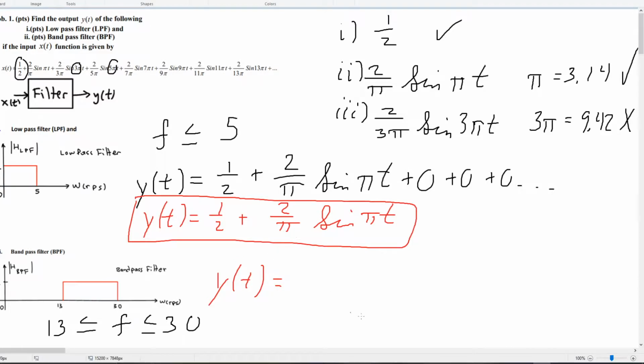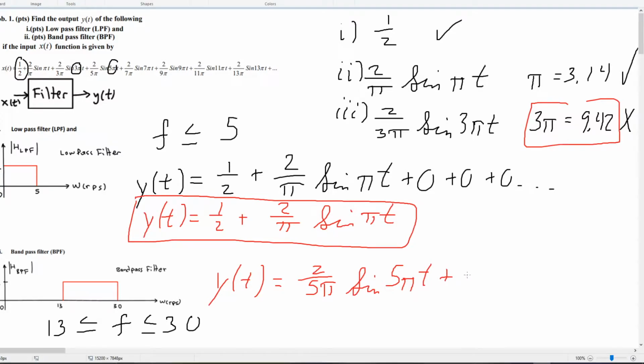So we have 3 pi over here. This is 9.42. That is going to be less than 13, so this is not included in this signal. But next we go on to 5 pi. So 5 pi, go on the calculator, 15.7. 5 pi is equal to 15.7, and 15.7 is greater than 13. So we're going to write that in: 2 over 5 pi sine 5 pi t.